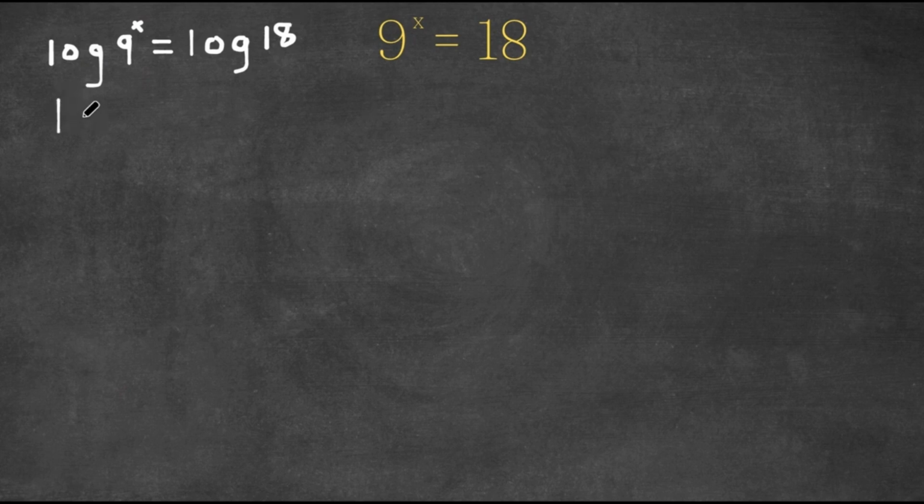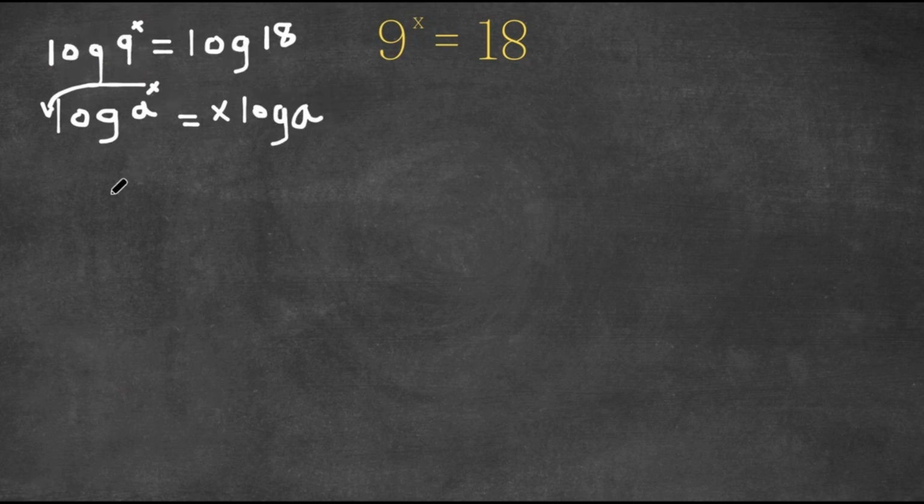So if we have something in the form log a to the power of x, this is known as the power property, and what it means is that we could move this exponent in front of the log, meaning this would also equal x log a. So I'm going to change log 9 to the power of x into x log 9. And this is equal to log 18.